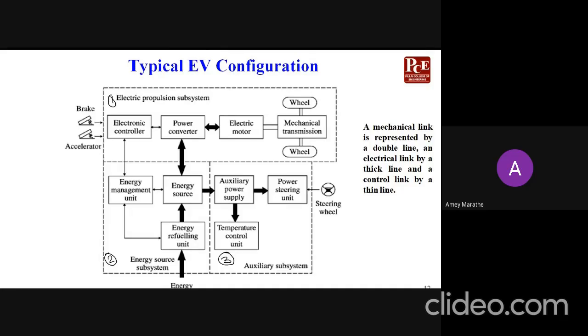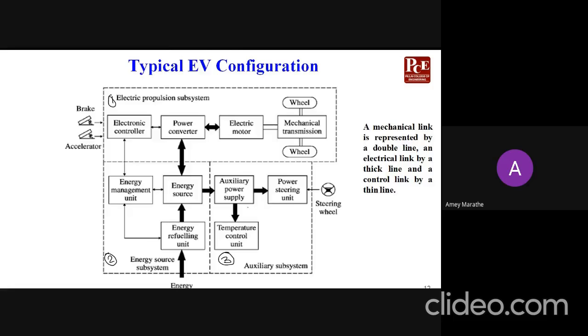And then the auxiliary subsystem. So we talk about power steering, all the other power requirements which we need to supply for all the other things like lights, AC, etc. Then we require this TCU.